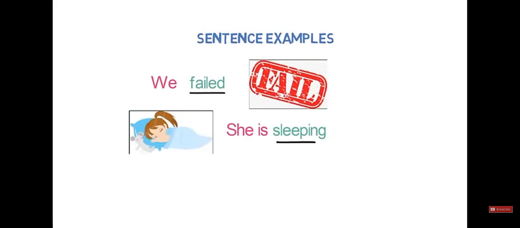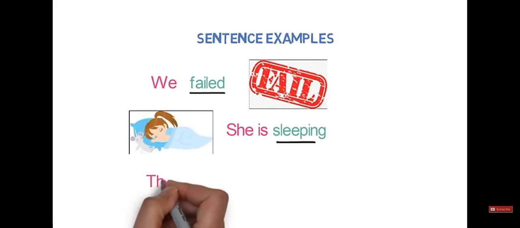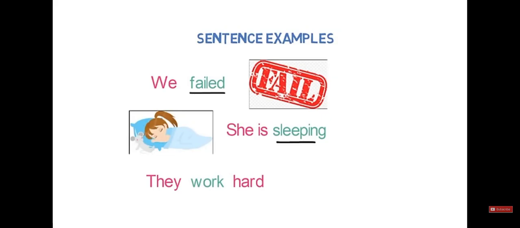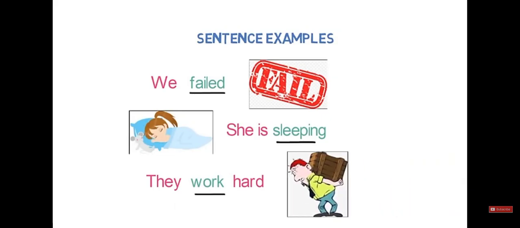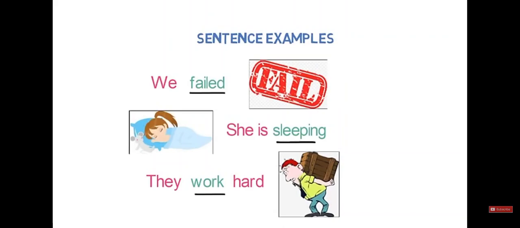Let's look into one more example of intransitive verb to make things even clear. They work hard. Here also, work is intransitive verb as there is no direct object after the verb work. So I think you are now clear about intransitive verb.